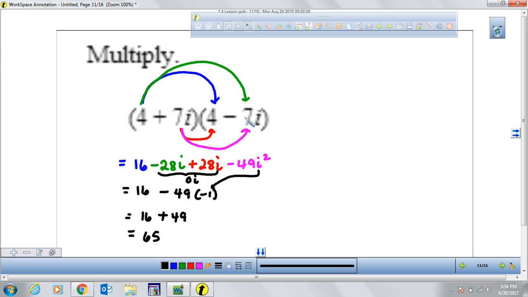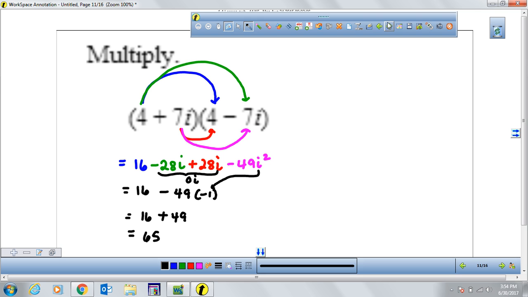And what's special about them is the following: anytime two complex conjugates are multiplied times each other, they're going to equal a real number. Once again, in other words, all of the i's disappear, which means it becomes a real number. Okay, that is one of the special properties of complex conjugates.